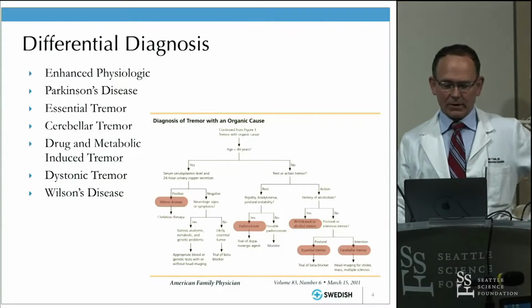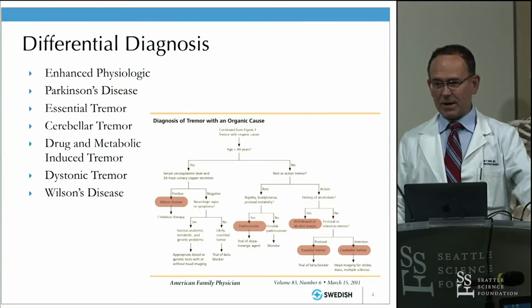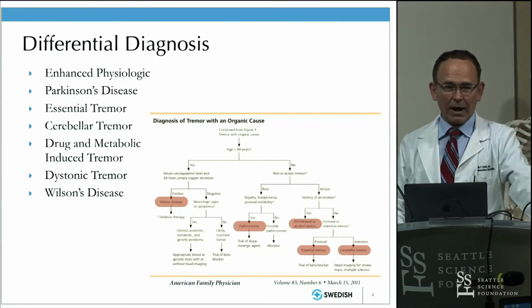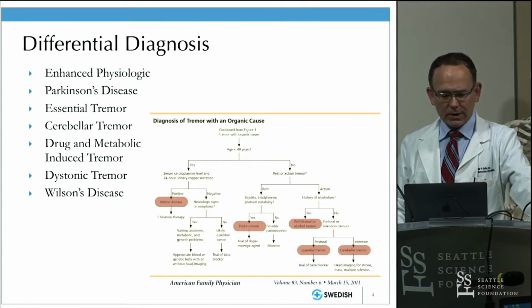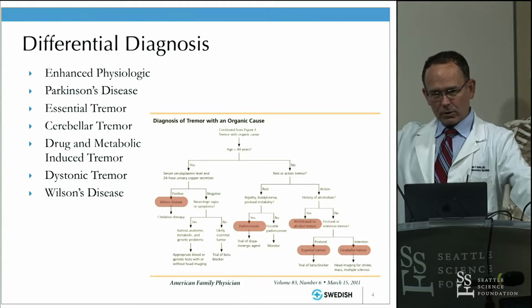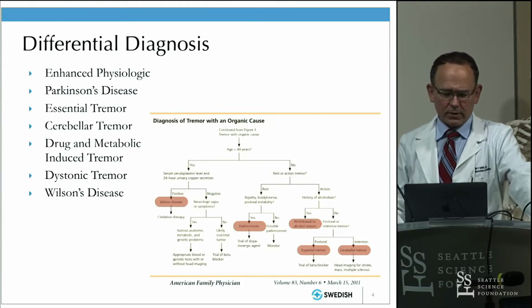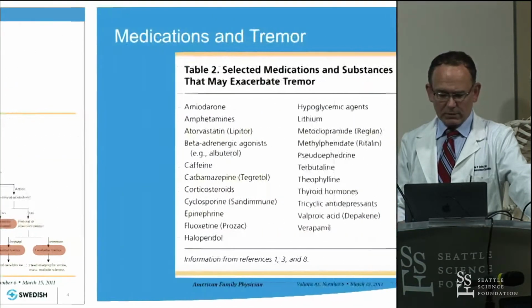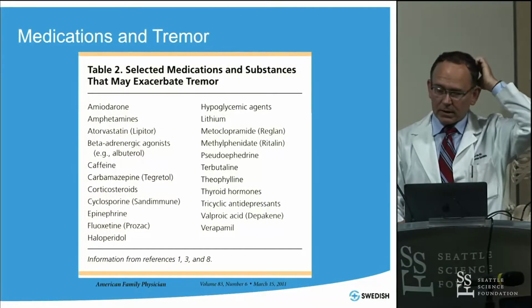So the differential diagnosis, essentially enhanced physiologic tremor, stress, Parkinson's disease, cerebellar stroke. Cerebellar outflow tremor can be related to stroke, tends to be a little bit more of a ballistic tremor with less oscillatory and more random motion associated with it. Drugs, metabolic induced tremor, dystonic tremor, and then Wilson's disease. And there's a little schematic that you can go through to try to work it out, but generally it gets pretty obvious pretty quickly.